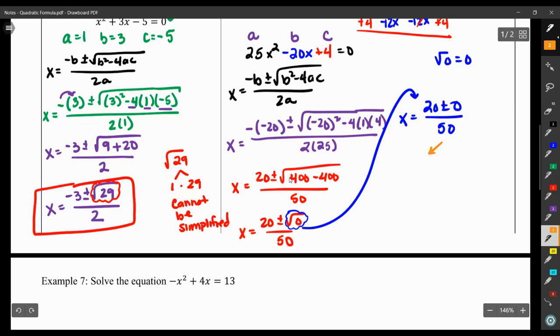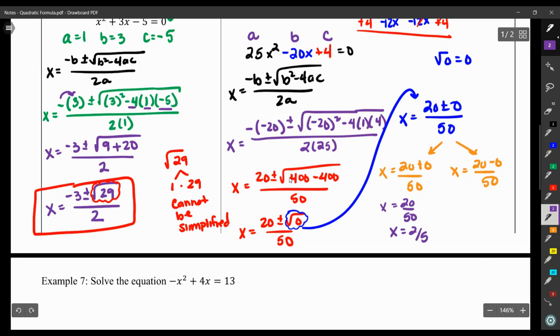So this will split into its two individual solutions. X equals 20 plus 0 over 50, and x equals 20 minus 0 over 50. And we do this because, again, we don't have any square roots left in our solution. Over here on this previous example, we had a square root left over, so we left it condensed into a single solution. Well, 20 plus 0 makes 20, and 20 divided by 50 is 2/5.